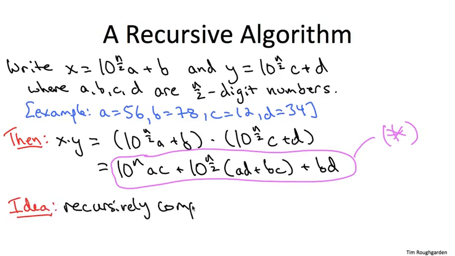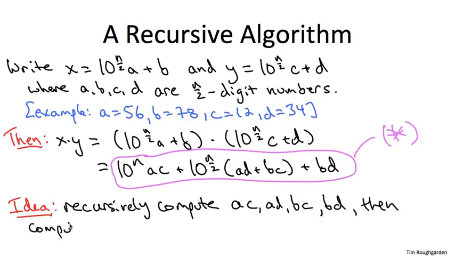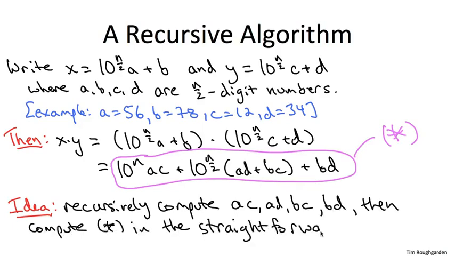After all, the inputs will be smaller. And then once our 4 recursive calls come back to us with the answer, we can formulate the rest of expression star in the obvious way. We just pad a times c with n zeros at the end. We add up ad and bc using the grade school algorithm and pad the result with n over 2 zeros. And then we just sum up these 3 terms, again using the grade school addition algorithm.